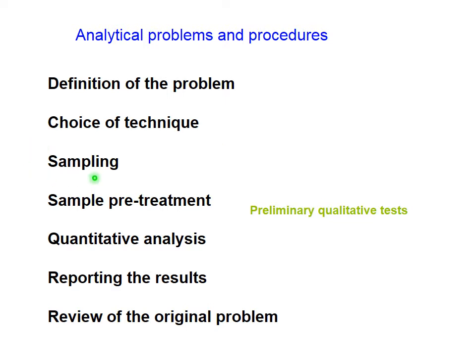Next is sampling. Sampling is fantastically important. If you take a wrong sample, you'll receive the wrong result. Garbage in, garbage out. This rule works nicely here. Sampling is a very special area in your textbook. It's practically a large chapter dedicated to this issue.